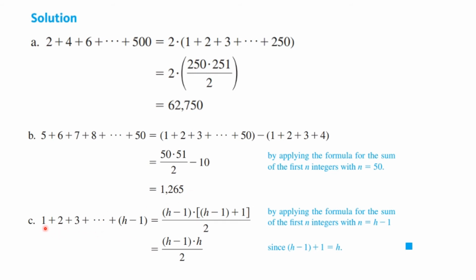Here I'm adding the numbers 1, 2, 3 all the way up to h minus 1. So the n is h minus 1. So this is h minus 1 times h minus 1 plus 1 over 2. But this will cancel. This is h over 2, and there is a closed form formula for that.